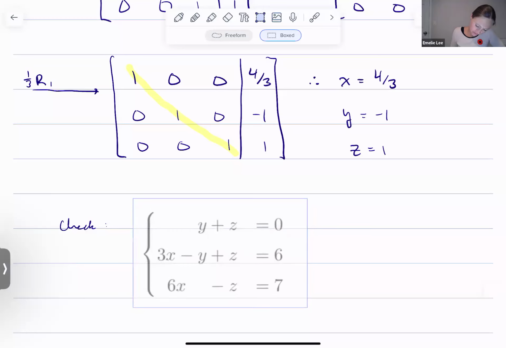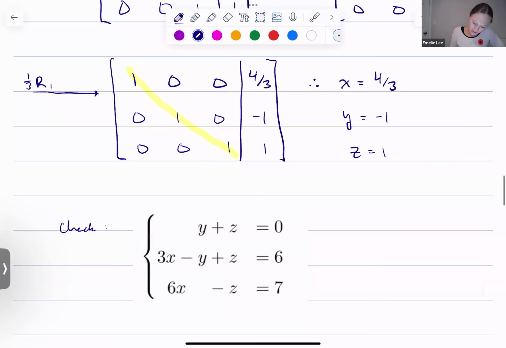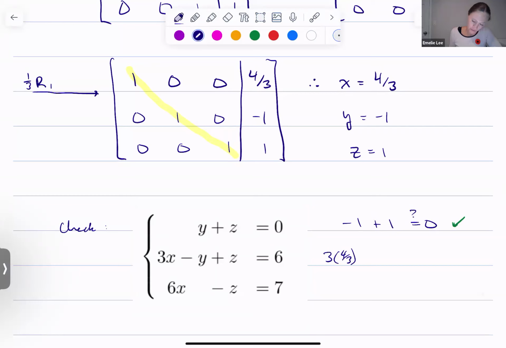Try to put it on their own lines. Kind of hard. Is -1 plus 1 equal to 0? Yes, it is. Oh, hey, where'd it go? Yes, it is. How about is 3 times 4/3? That's nice because that's going to cancel into 4. Minus -1 plus 1, is it equal to 6? Let's see. 4 plus 1 is 6. Score.